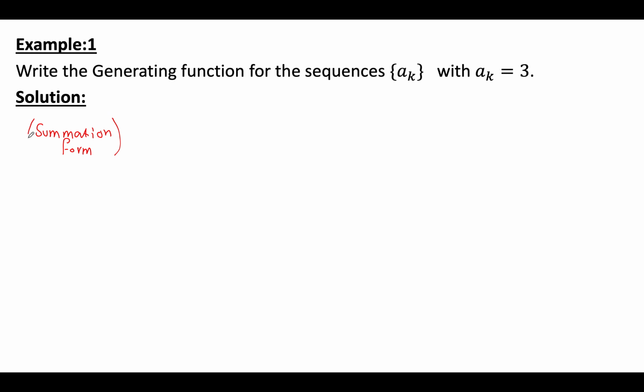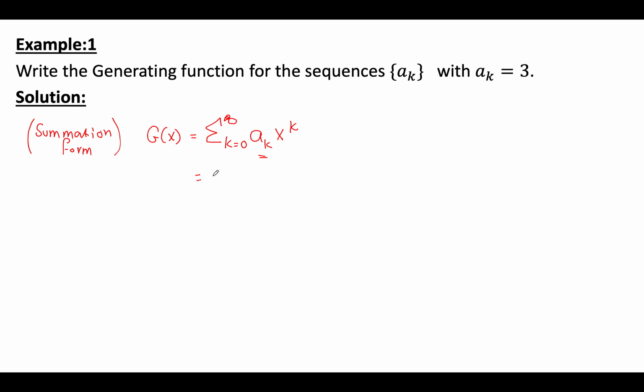The summation form of this problem is J(x), the name of my function, equal to the summation, starting from k equals 0 until infinity, of a_k x to the power k. This is the summation form. Now we substitute the value of a_k with the value given in the example here.